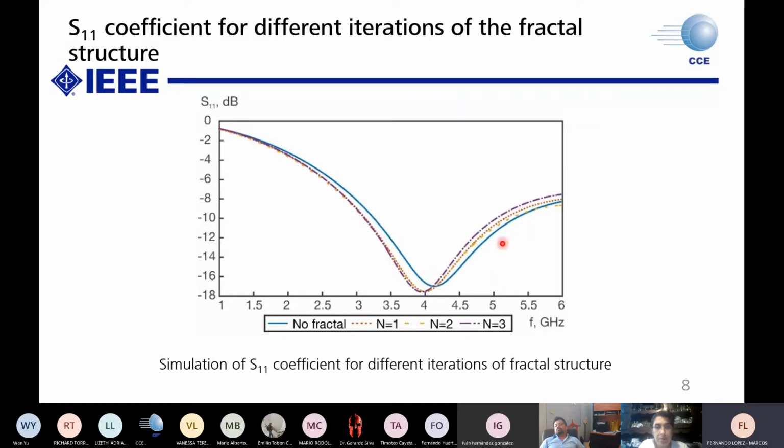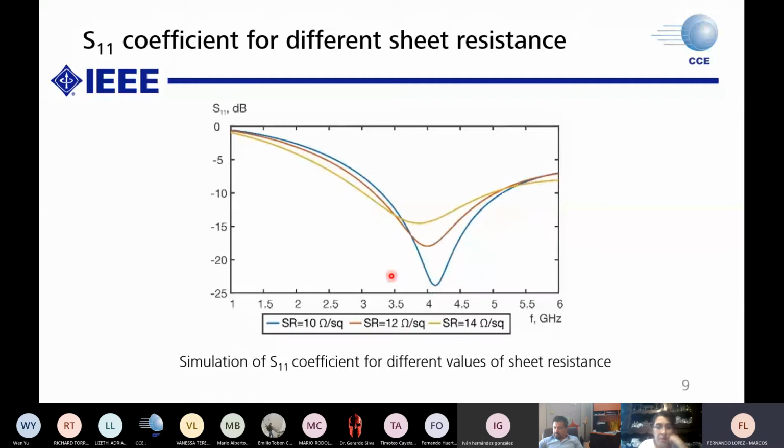With the increasing number of iterations, the electrical length of the antenna increases, and the resonance frequency of the antenna decreases. In this slide, we show the characterization of the reflection coefficient as a function of different sheet resistances of the conductive film. The manufacturer of the conductive film declared a sheet resistance of 10 ohms per square, but we also simulated with 12 and 14 ohms per square.